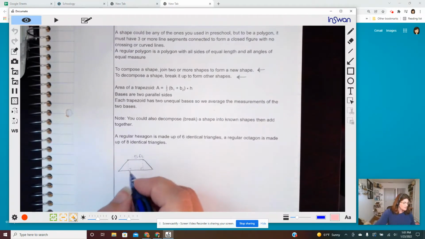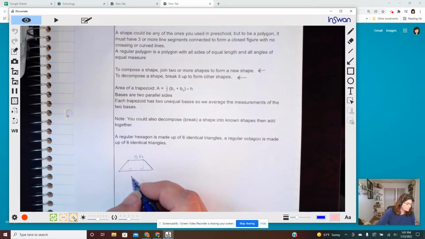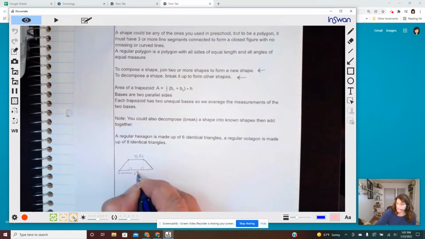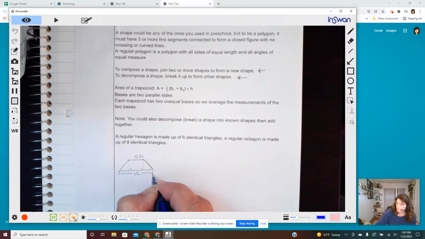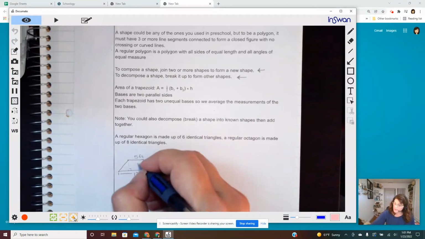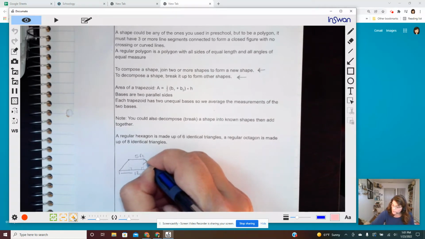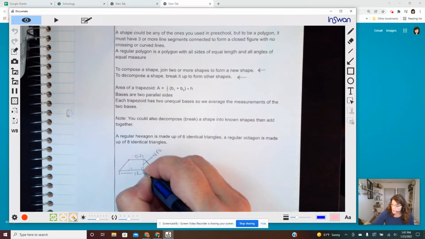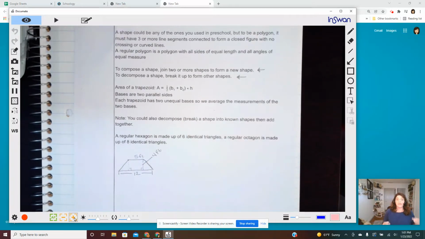But the problem is telling me that this entire span is 12 feet. And the problem is also telling me that this height right here is 4 feet. This dotted line that's perpendicular. Now, just like triangles, it is very important that the height is a perpendicular line between the two bases.